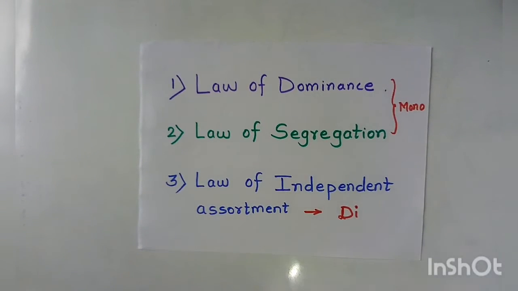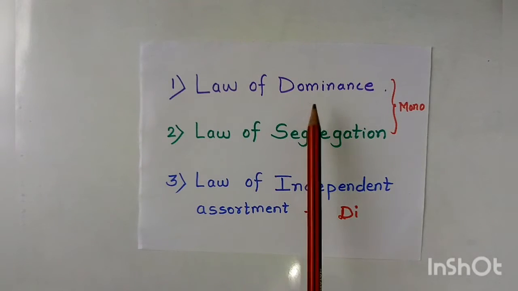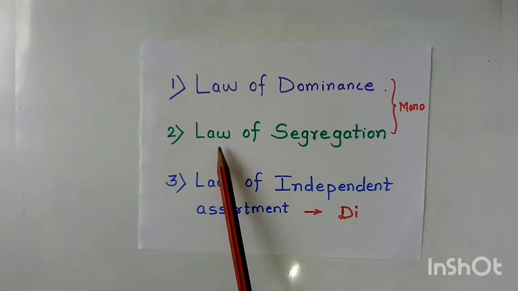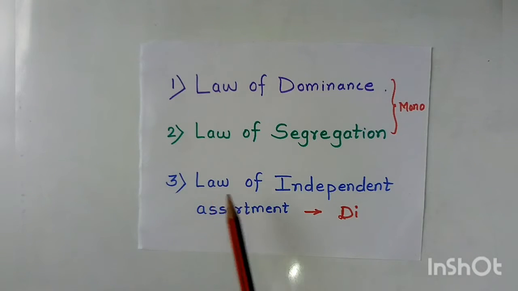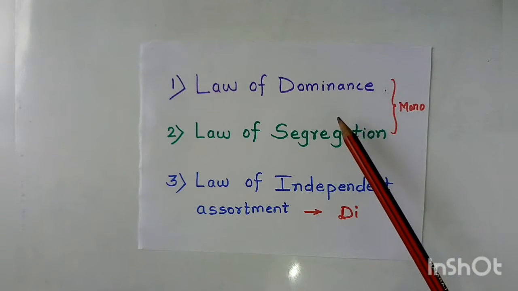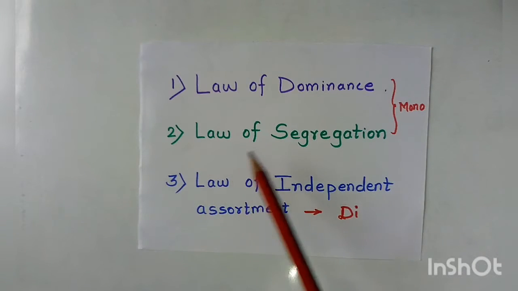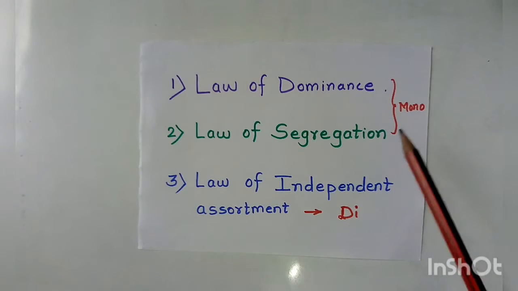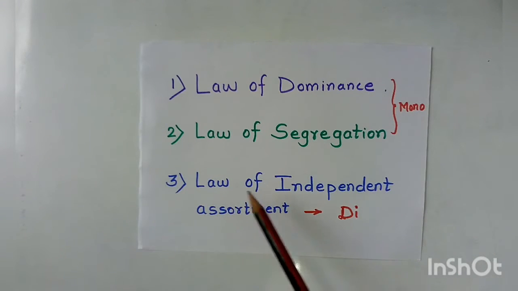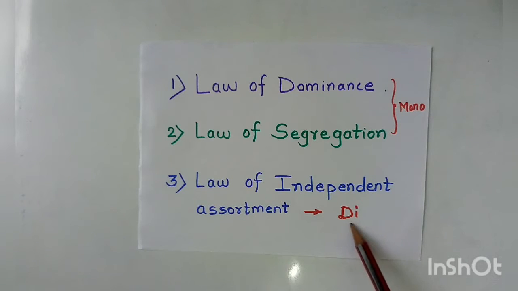That is, the first law is called the law of dominance. The second one is called the law of segregation, and the third one is called the law of independent assortment. The first 2 laws, that is law of dominance and law of segregation, are based on monohybrid cross, whereas the third law, law of independent assortment, is based on dihybrid cross. So first we'll see these 2 laws which are based on the monohybrid cross.